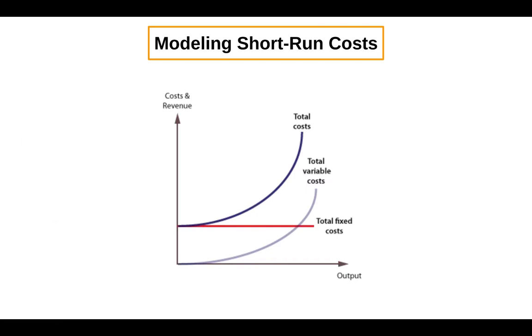And so finally, the last thing I want to do in the video is model the cost functions. And so you can see we have total cost, total variable, total fixed. Total fixed never changes, horizontal line. You'll notice the gap between total cost and total variable cost is constant because that gap is your total fixed cost.